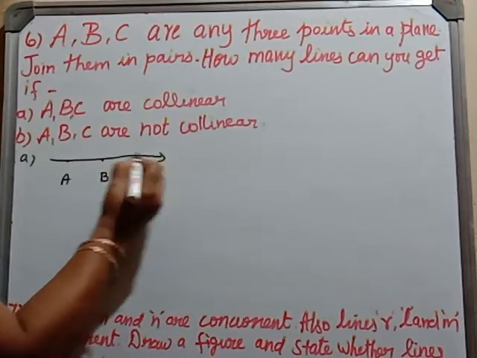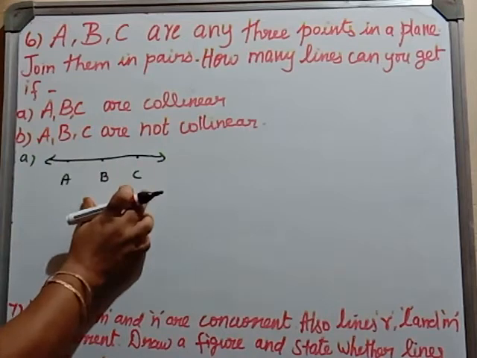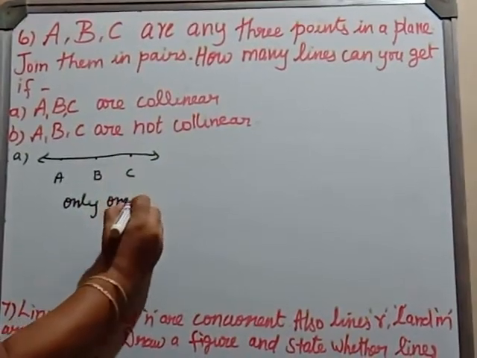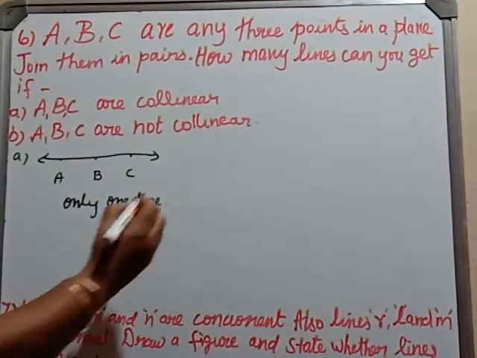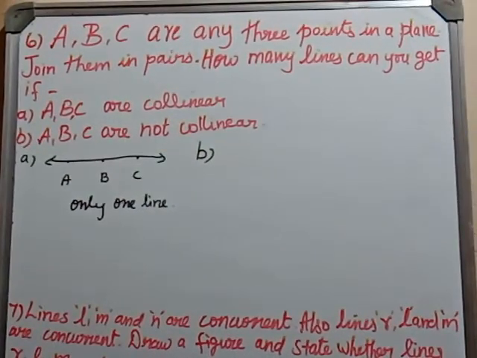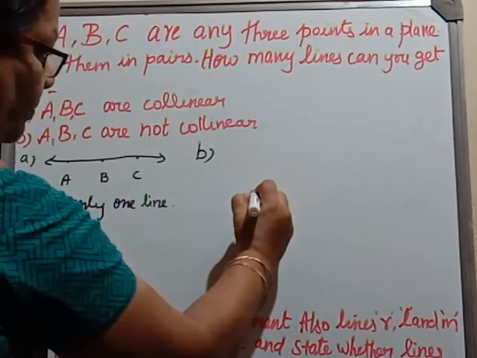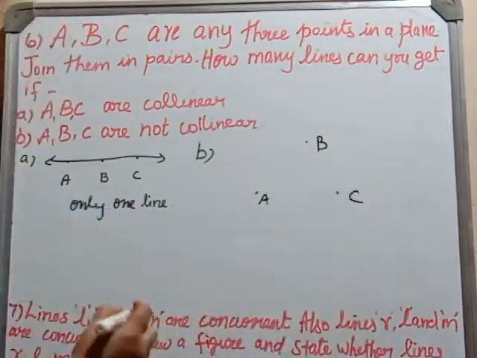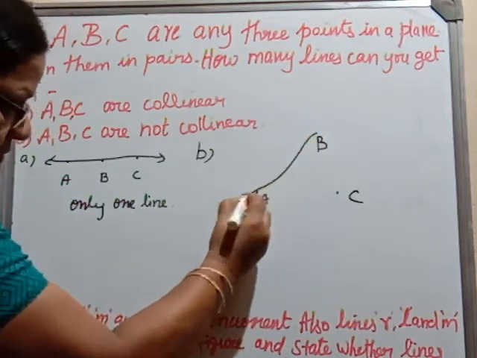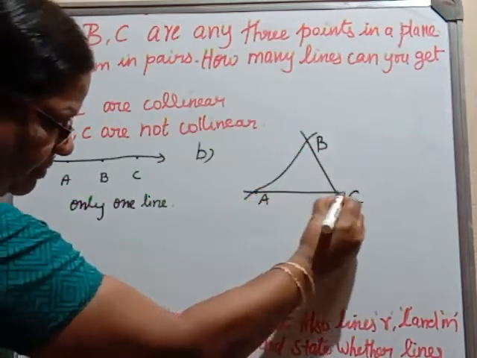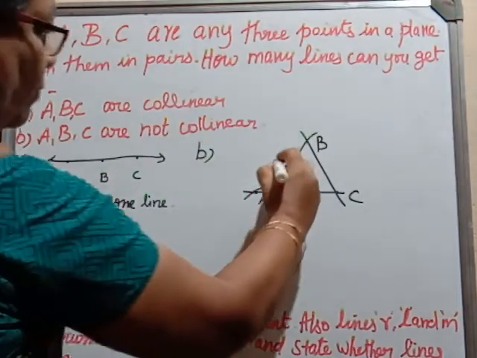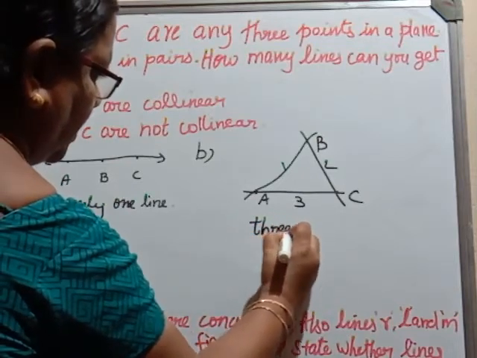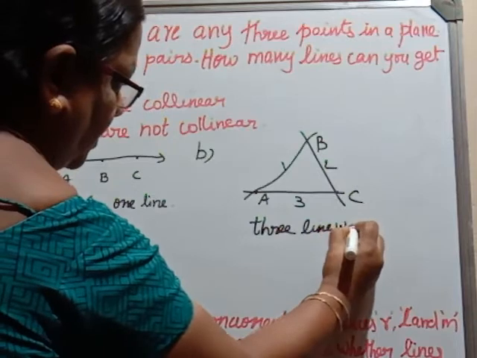If the points lie on the same line, we'll get only one line. Isn't it? How many lines will you get? Only one line. Now, what is the B question? A, B, C are not collinear. So, here I will keep A, here B, here C. Now, I want to join these. Here, how many lines are you getting? 1, 2, 3. If they are not collinear, we get 3 lines.